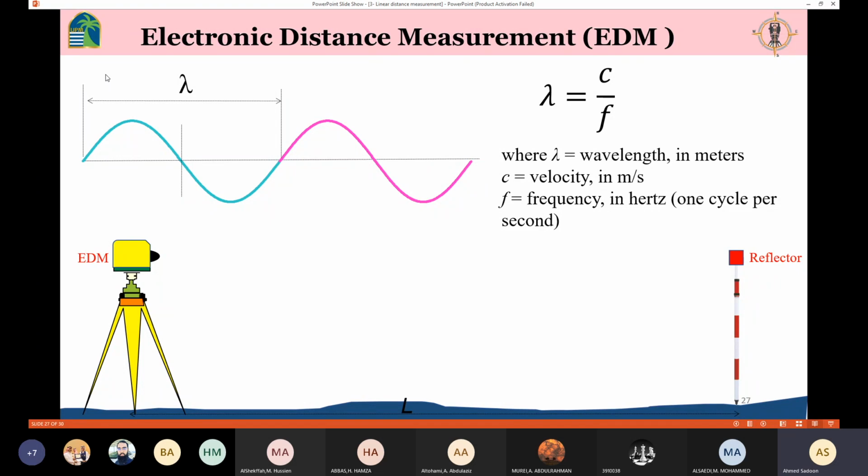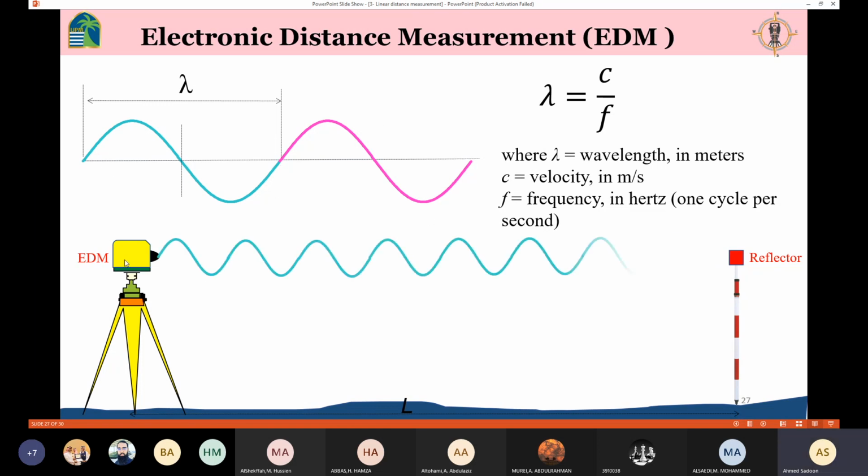The length of the wave is referred to by the letter lambda. So lambda equals c over f. C represents the velocity of the wave, and f represents the frequency in hertz, one cycle per second. Knowing the velocity and the frequency, we can determine the length of one wave in meters.